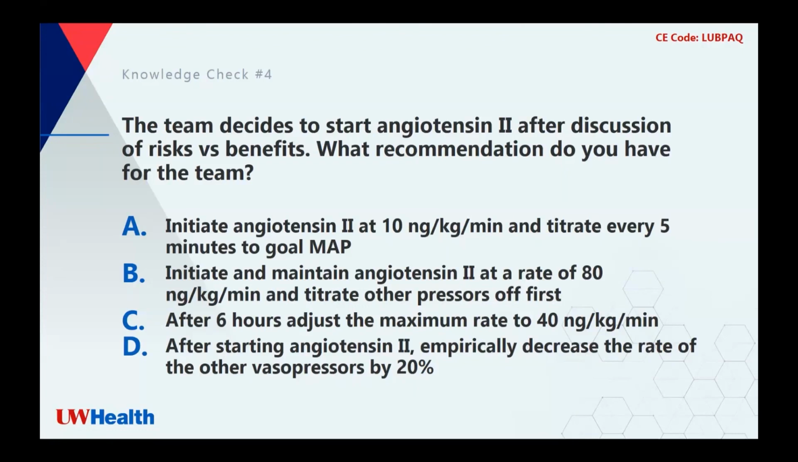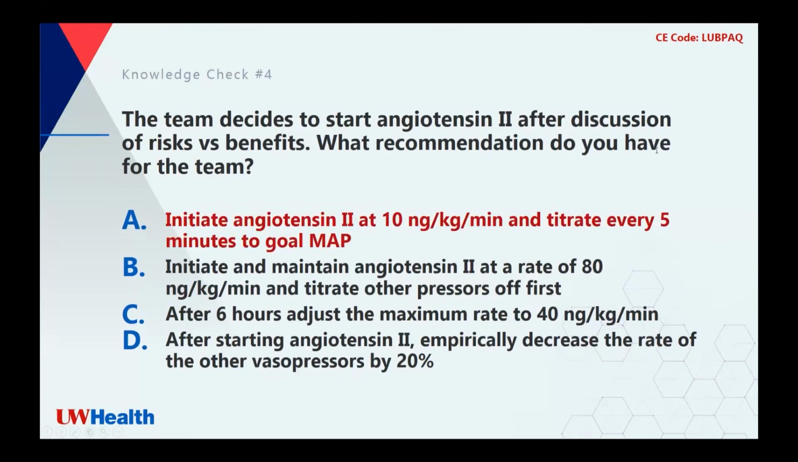All right, I see 1A. And that 1A is correct. The answer is A. We should initiate it at 10 nanograms per kilogram per minute and titrate every 5 minutes. B, we shouldn't start at the max rate. We can titrate up. And C, it's actually after the 3 hours that we should adjust the maximum rate to 40 nanograms per kilogram per minute.